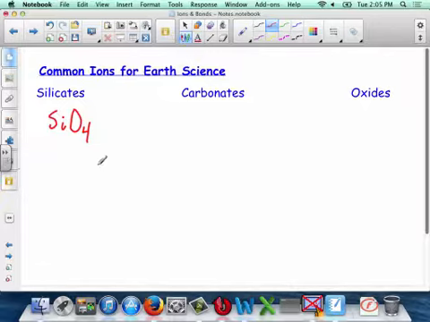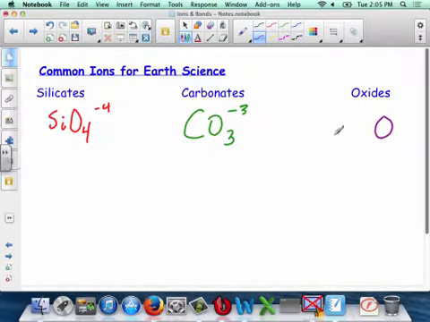The next one is carbonates. Carbonates is a lot of our ores. And basically a carbonate is a CO3. I think it's a -2 charge. It might be a -3 charge. SiO4 is a -4 charge. And then the last one is oxides. You guys, all an oxide is you have this lone oxygen atom floating around. It's going to be some metal plus oxygen.